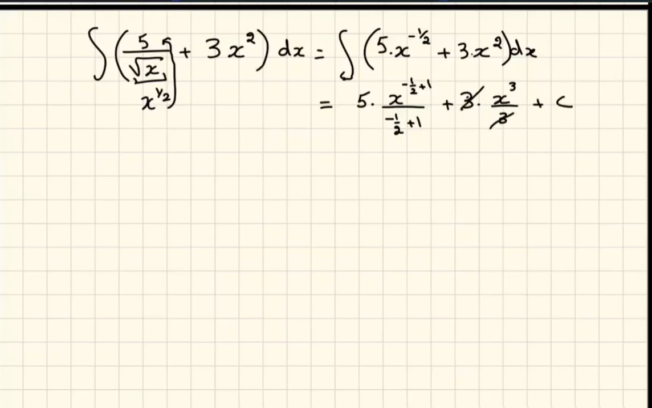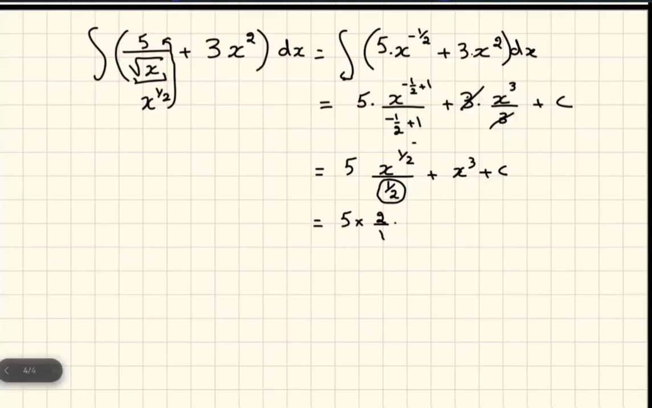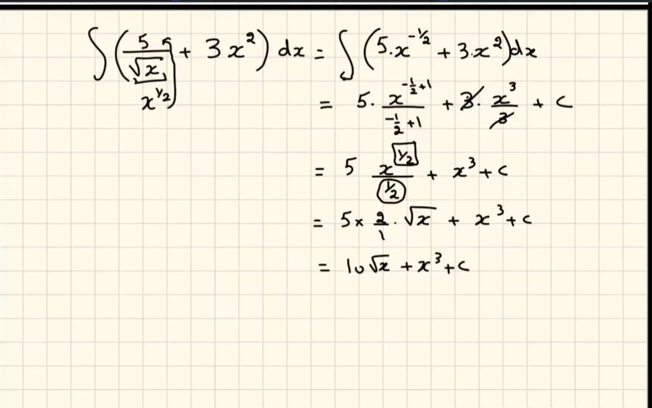Now this one and this one, clearly they can cancel. I'll get 5 x to the power of 1 over 2 over 1 over 2 plus x cubed plus c. Now this one will flip and we write it up, so times 2 over 1. Now if you want to change back to radical form, exponent half is the same thing as radical. So our final answer will be 10 radical x plus x cubed plus c.